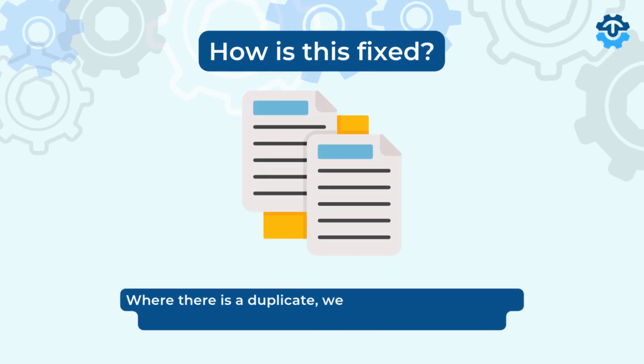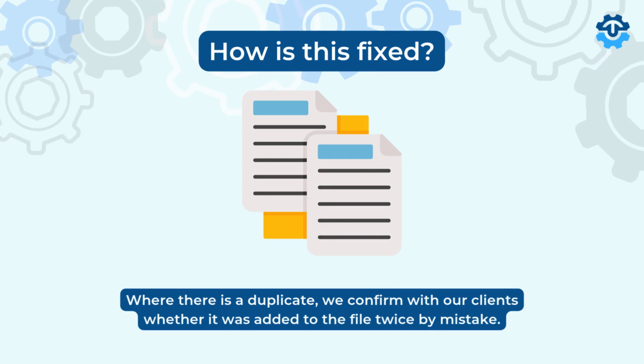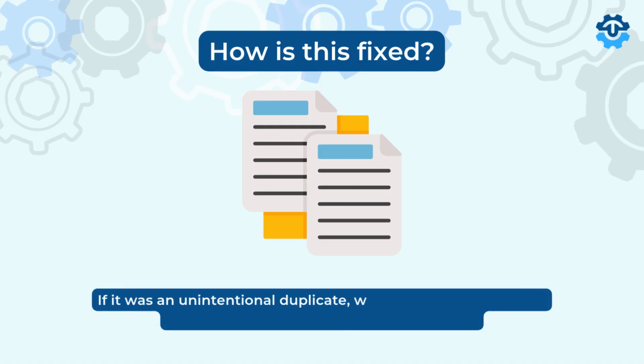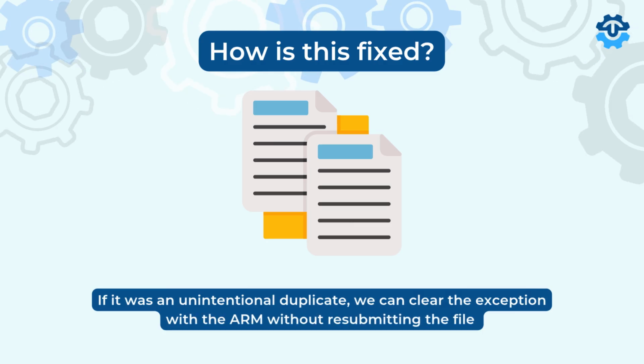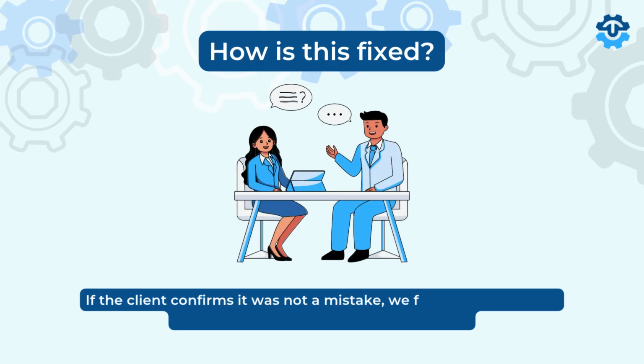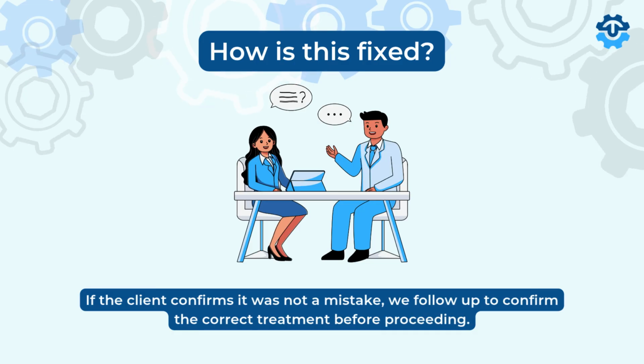Where there is a duplicate, we confirm with our clients whether it was added to the file twice by mistake. If it was an unintentional duplicate, we can clear the exception with the ARM without resubmitting the file. If the client confirms it was not a mistake, we follow up to confirm the correct treatment before proceeding.